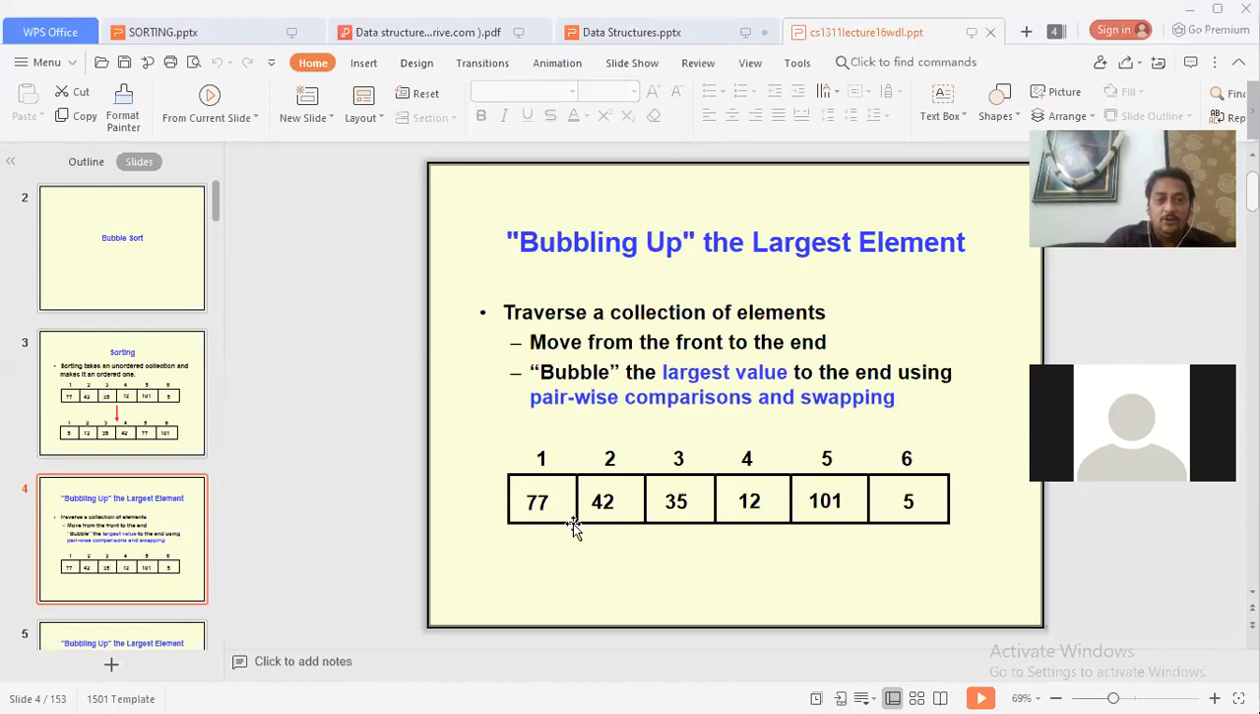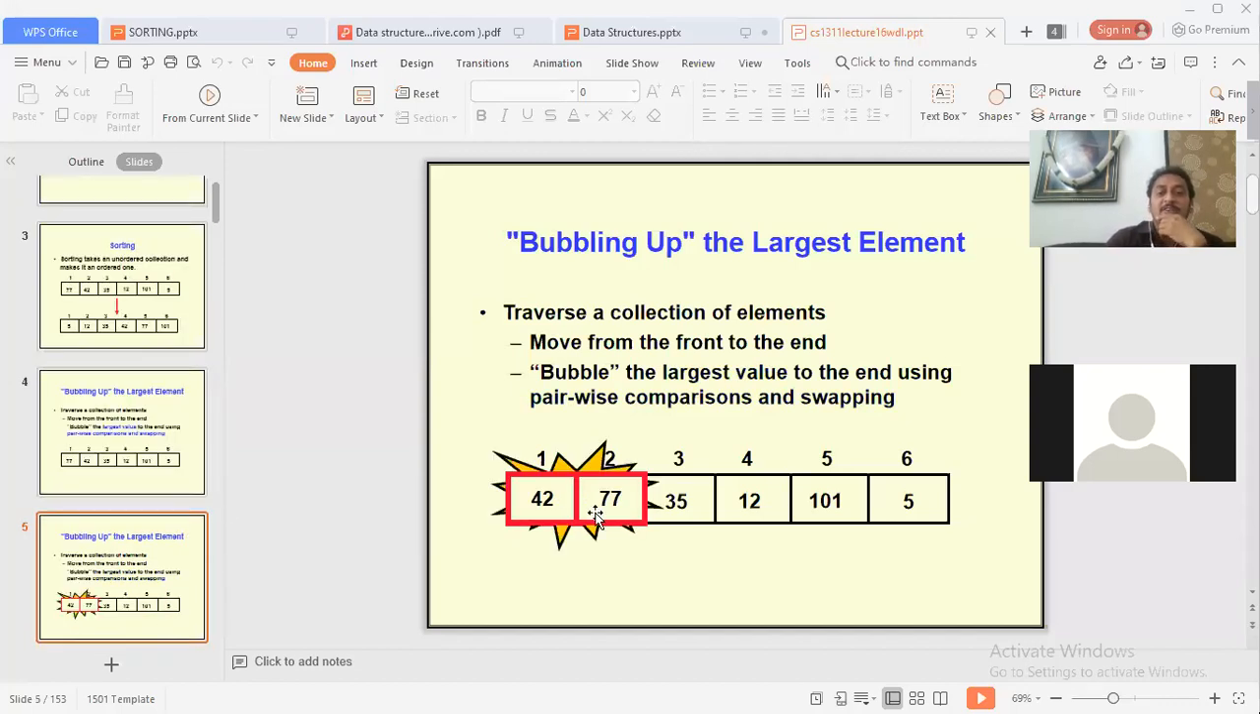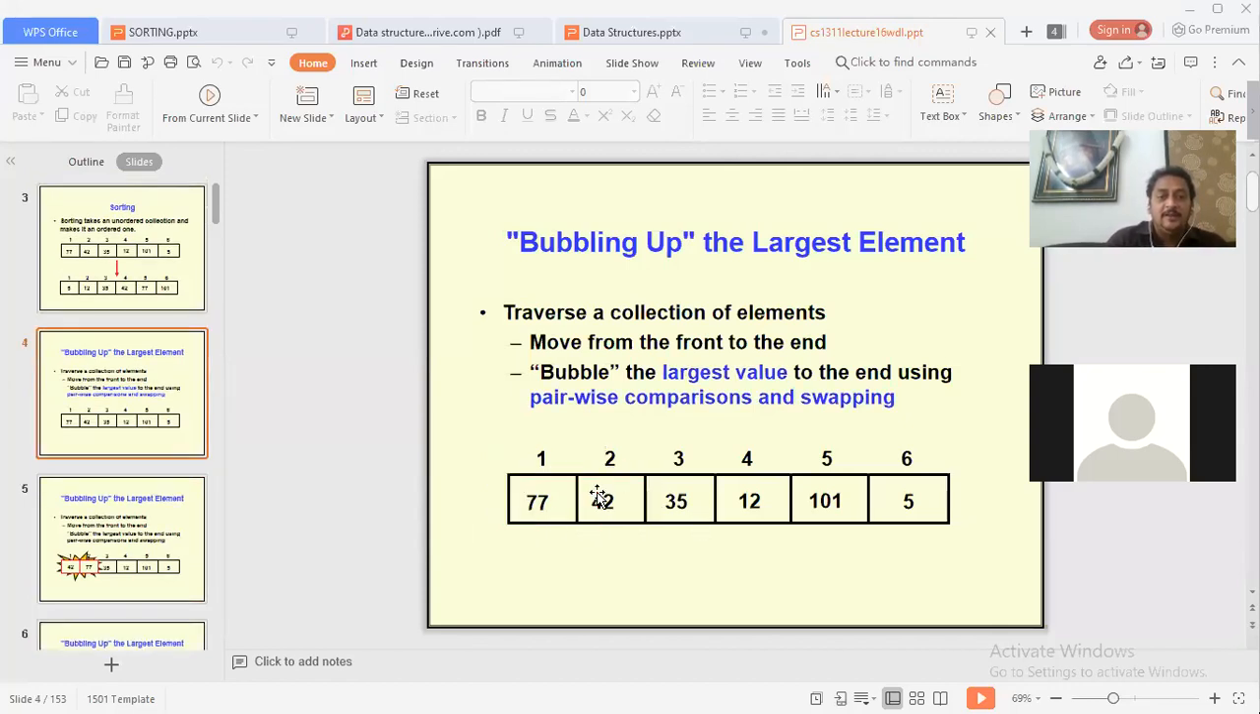Out of 1 and 2, which is bigger? 77, sir. Element 77 is bigger than 42. Now what to do? We swap. That's what happens in the next screen. So the swapping happened. Can you identify the swap? These two, 1 and 2, previously 77 was placed here and 42 here. Now 42 came here and 77 here.